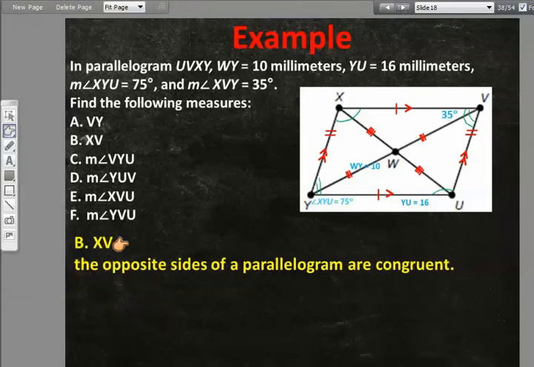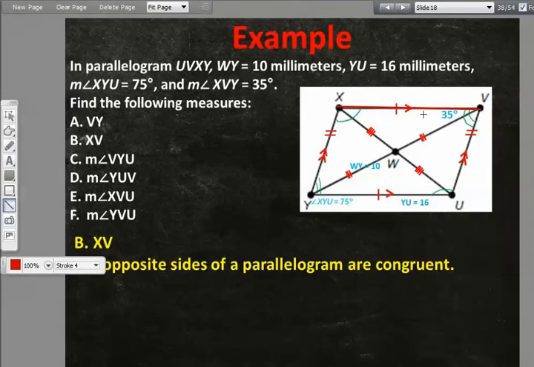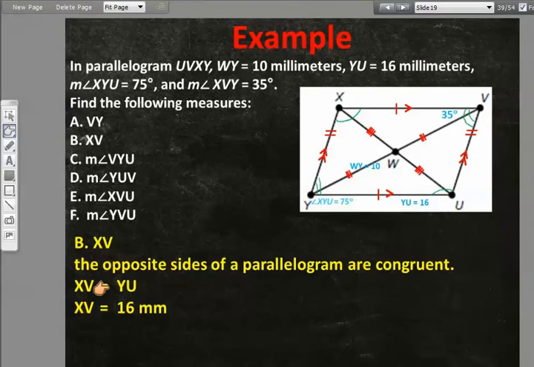Next, they want to know about XV. Let's see where XV is. I like to mark it up. XV, it's this one right here. We know that opposite sides of a parallelogram are congruent, so if YU down here is 16, that means XV will also be 16. So I put XV equals YU, and I substituted 16 millimeters for YU. It's that easy.